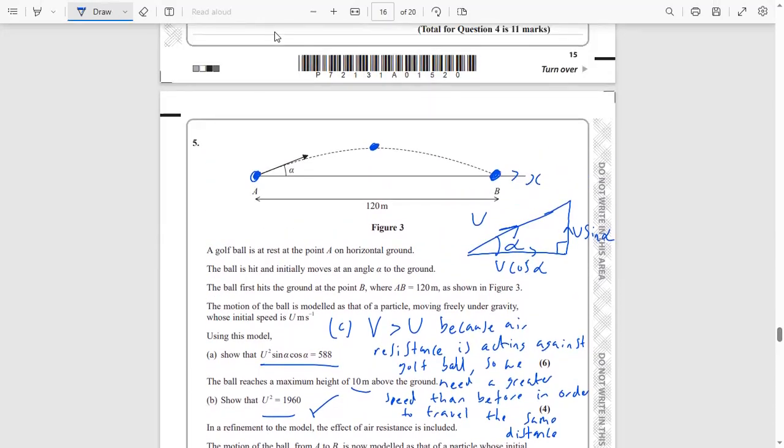So we've got to hit the ball faster than before, because otherwise, if we don't hit it faster, we're going to land back here because air resistance is pushing against us. So we've got to hit the ball harder and faster because the air resistance will push us backwards. So we've got to hit it faster than before to fight against the air resistance. So some kind of sentence like that would be fine with this question here.